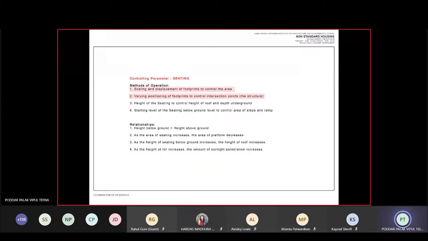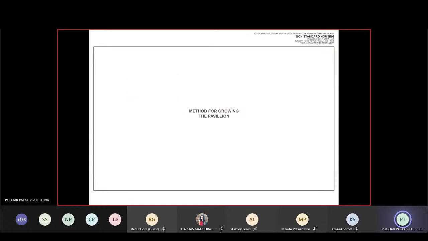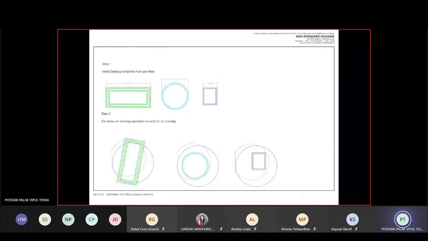So taking forward seating as a controlling parameter, we chose to work with these two methods of operation, which is scaling and displacement of footprints to control the area, and varying the positioning of footprints to control intersection points. And finally, we came up with a method for growing the pavilion on site.